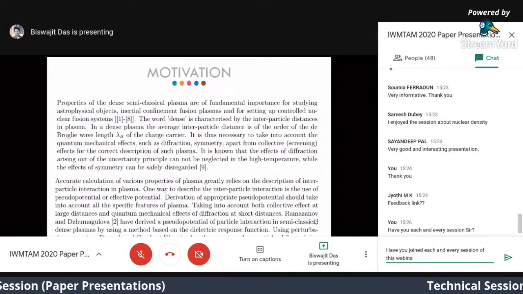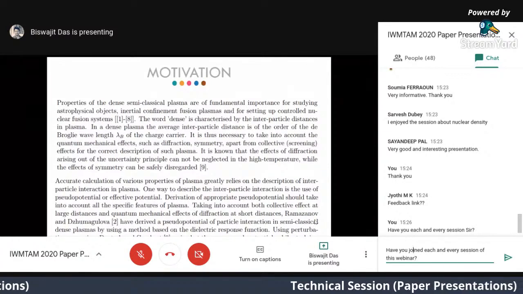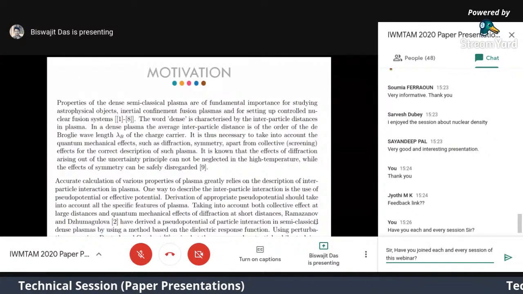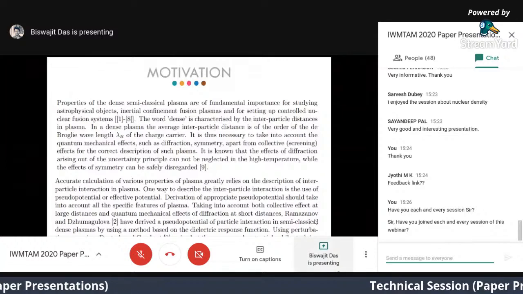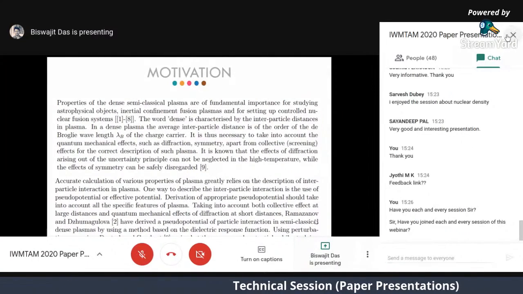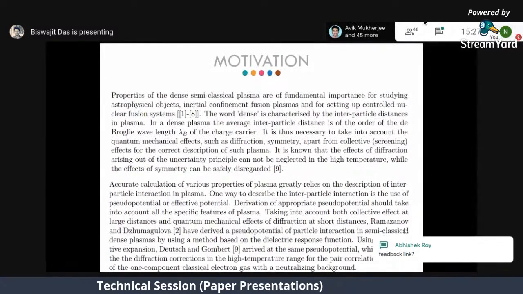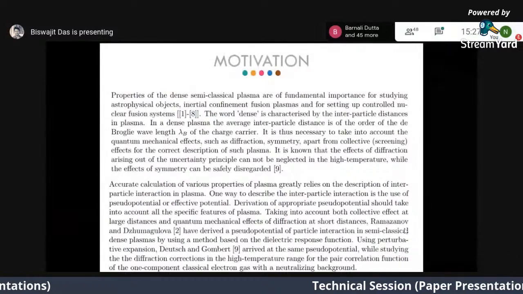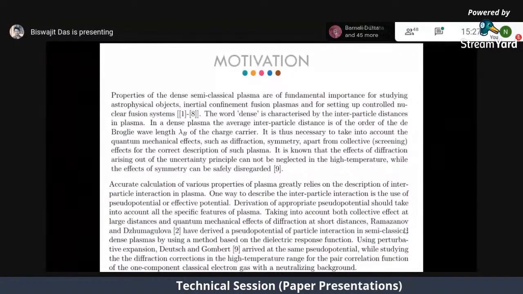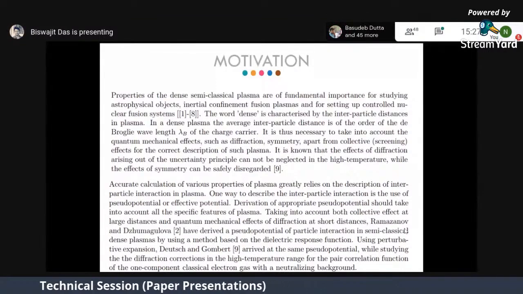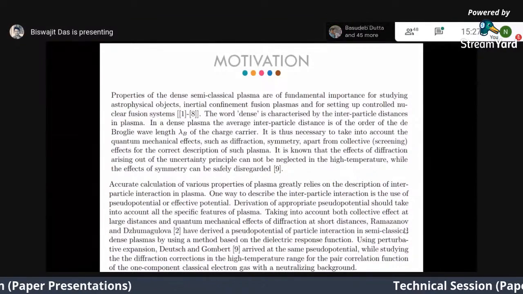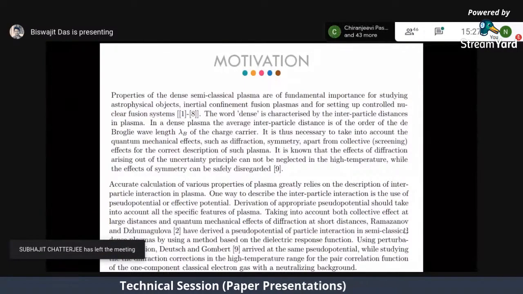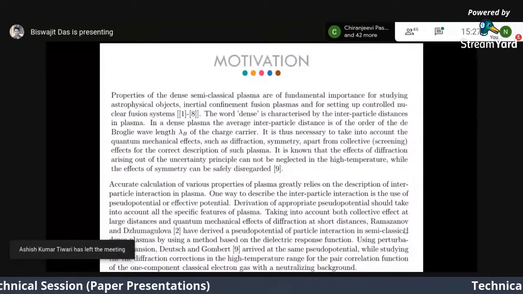The word dense is characterized by the interparticle distances in plasma. In a dense plasma, the average interparticle distance is of order of the de Broglie wavelength lambda b of the charge carrier. It is thus necessary to take into account the quantum mechanical effects such as diffraction, symmetry, apart from collective effects such as screening effects for the correct description of such plasmas. It is known that the effects of diffraction arising out of the uncertainty principle cannot be neglected at high temperature.